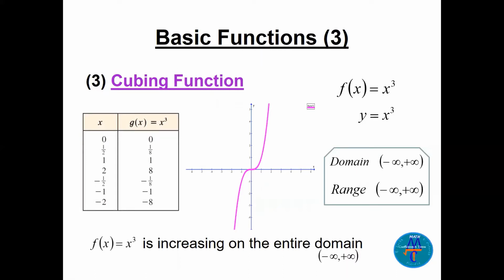Now the cubic function or cubing function, same, y equals x cubed. These are some values in a table, so simple. Take 0, take 1, it will be 1. Take 2 here, it will be 8, so 2 cubed will be 8. The domain is all real numbers, this is a polynomial function, and the range is also all real numbers. It's increasing on the entire domain.